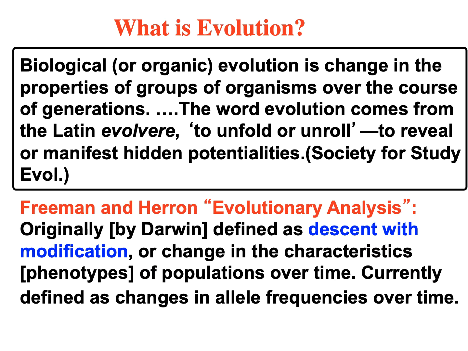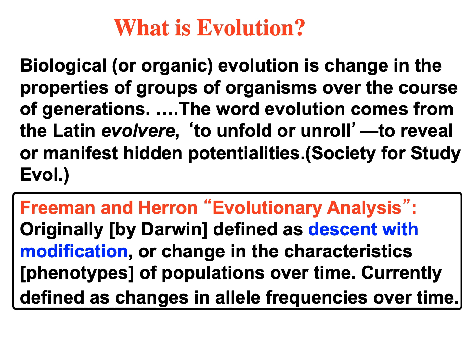Biological evolution, or organic evolution, really is the change in the properties of groups of organisms over the course of generations. The word evolution comes from a Latin word, evolvere, to unfold or unroll. And so this is to reveal the manifest hidden potentialities. Freeman and Heron, in their textbook, also define it, as originally defined by Darwin, as descent with modification. So these are phenotypes that change over time and are inherited. So there are descendants of those characters over time.